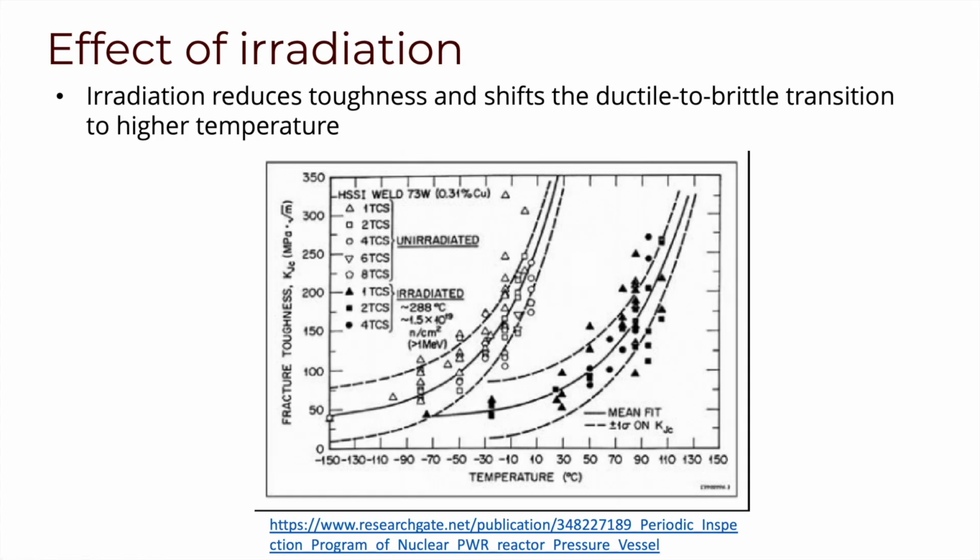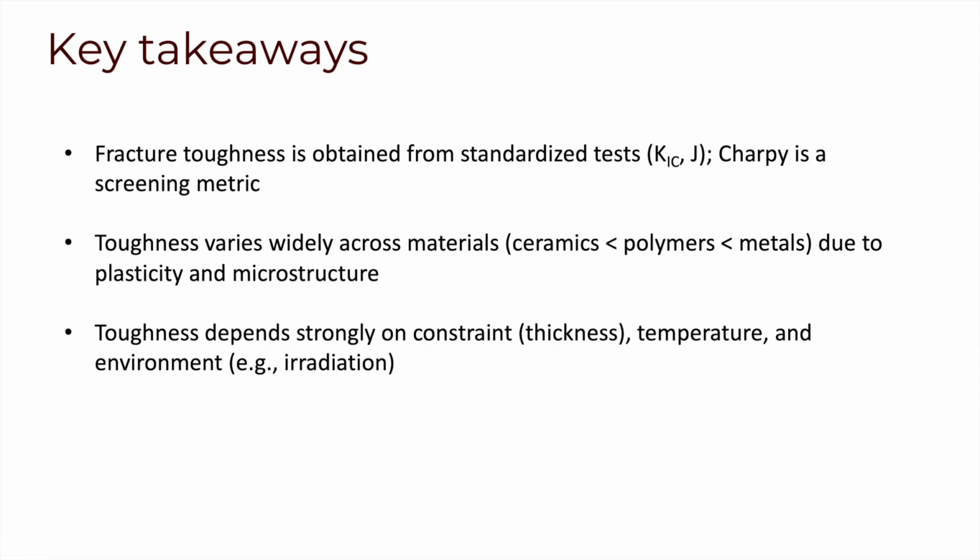Irradiation generally reduces fracture toughness in metals. At the same temperature, an irradiated material typically exhibits lower toughness than the unirradiated material. Another way to view this is that irradiation shifts DBTT to higher temperatures, which is undesirable. For example, a steel that was originally ductile at room temperature may become brittle after irradiation because the DBTT has increased above room temperature.